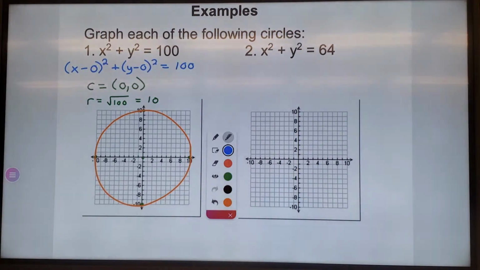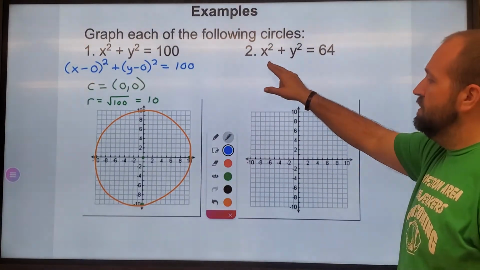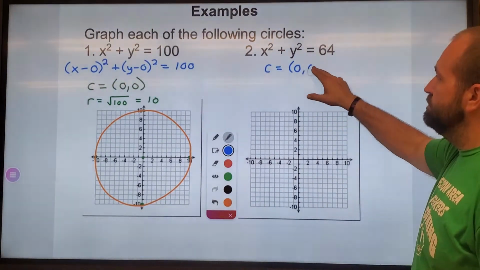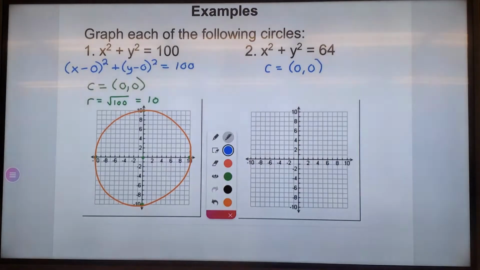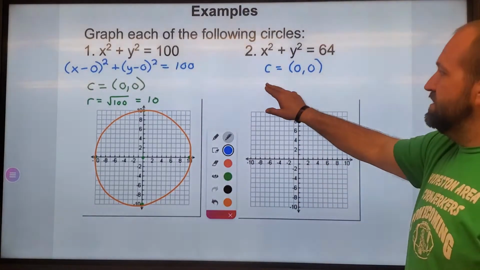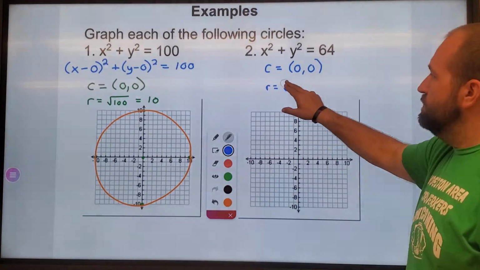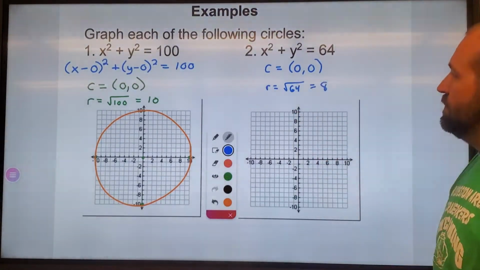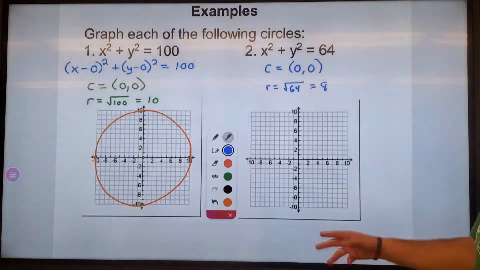Number 2 again is a similar situation. I'm not going to rewrite this one. I'm just going to go with it. Understand that the center here, again, there's nothing inside parentheses with them. So C is going to equal the ordered pair of 0, 0. Again, making sure it's an ordered pair. R is then the square root of 64, which is 8. Okay, which is great. So we have 0, 0, dot.